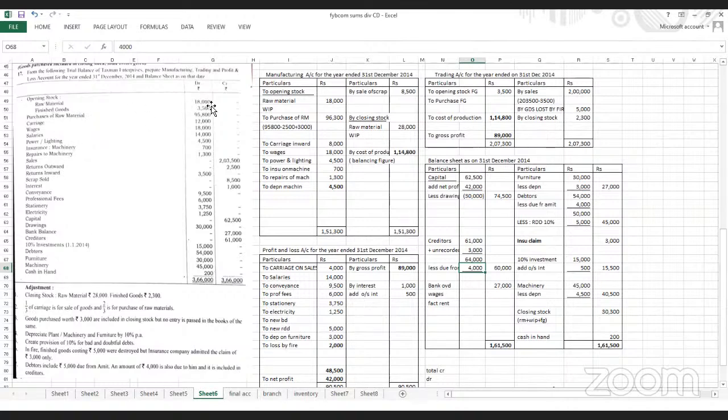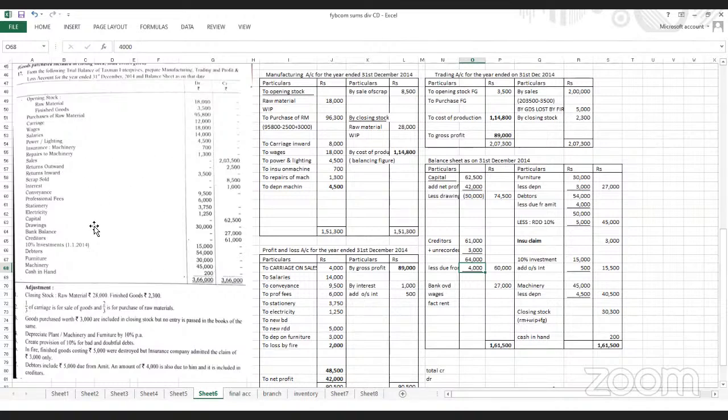Opening stock, manufacturing debit, finished goods, trading account debit. Purchases from manufacturing debit. Carriage inward, manufacturing debit. Carriage outward is on sale, so one-third of this will be carriage outward. It will go to P&L, and the remaining two-thirds will remain in manufacturing. Clear? Wages, manufacturing. Salaries, P&L. Power, manufacturing. Insurance on machinery, you can take in manufacturing because the machine belongs to the production process. Repairs to machine, again manufacturing.